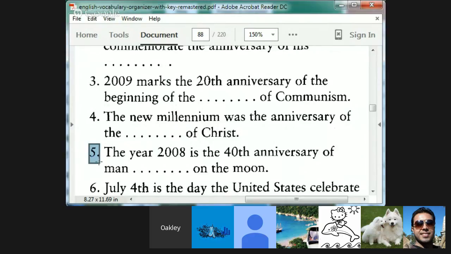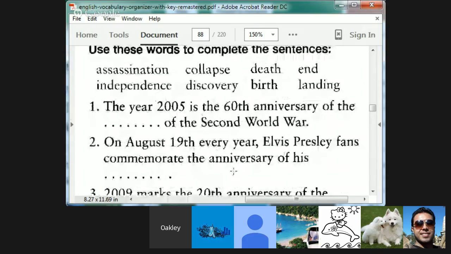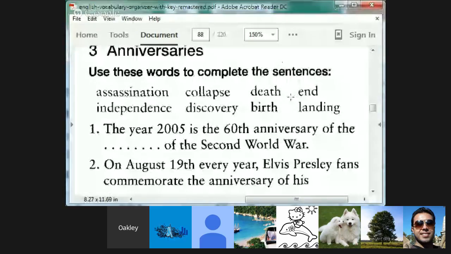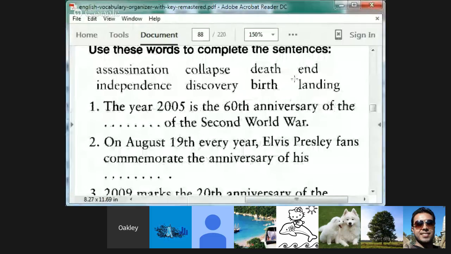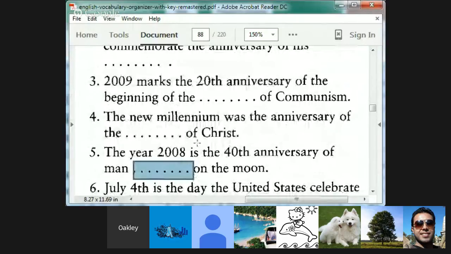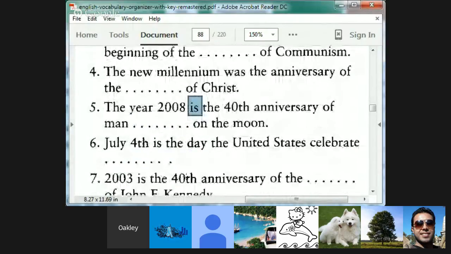Okay, Mustafa, number five. The year 2008 is the 40th anniversary of a man on the moon. A man? On the moon. Landing. Yes. Of course, man, landing on the moon. Okay, and really, it should obviously be "was" because it's in the past. Coming up very soon this weekend.